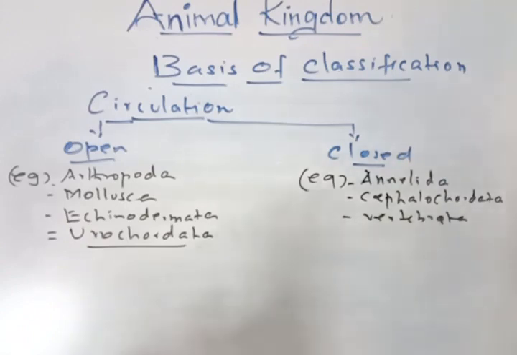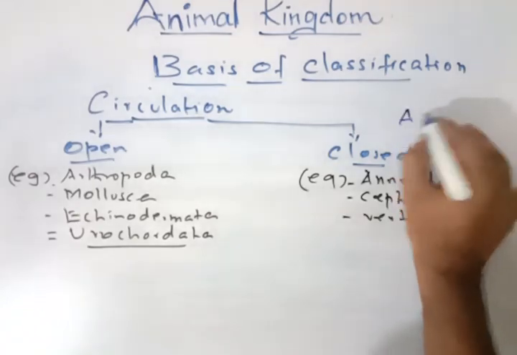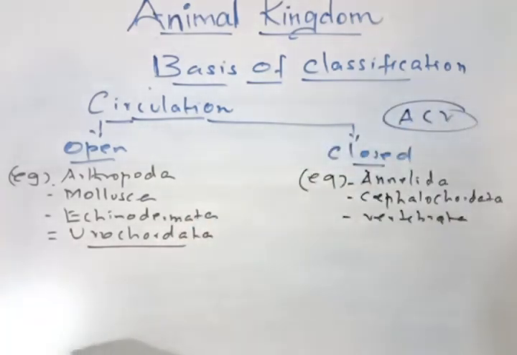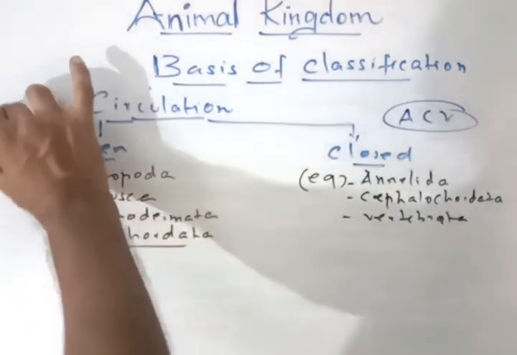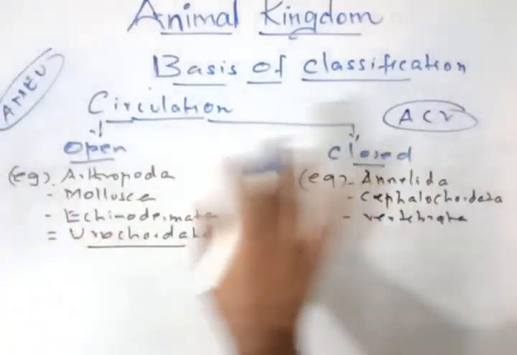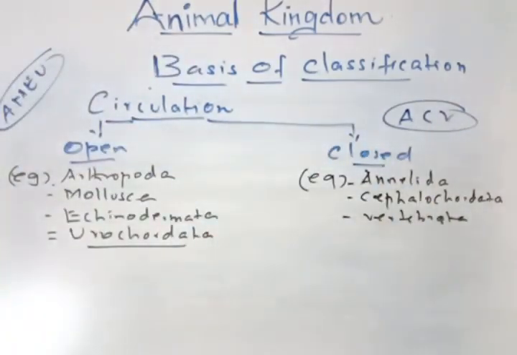Okay, so short form, always remember the short form. For this you can write above ACV. Even here you can write it AM, EU. So all this will be an example for you to remember, that's all. Okay, it will help you. So now what is this open and closed circulatory system?